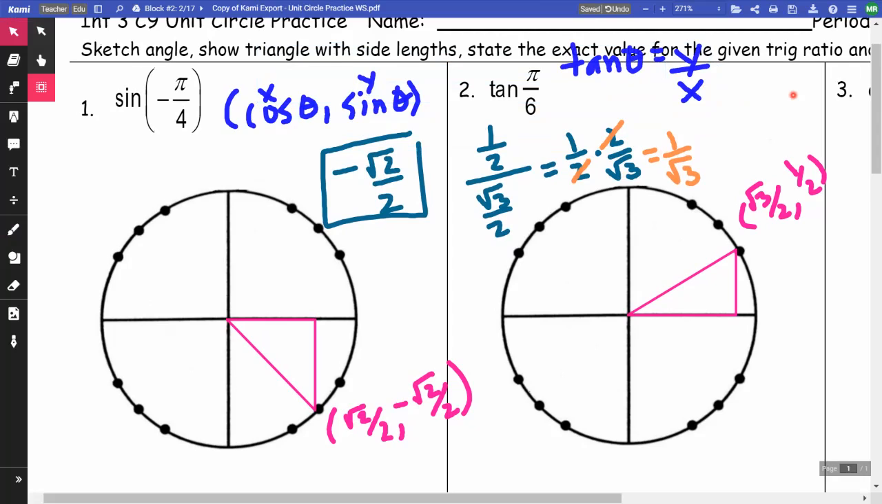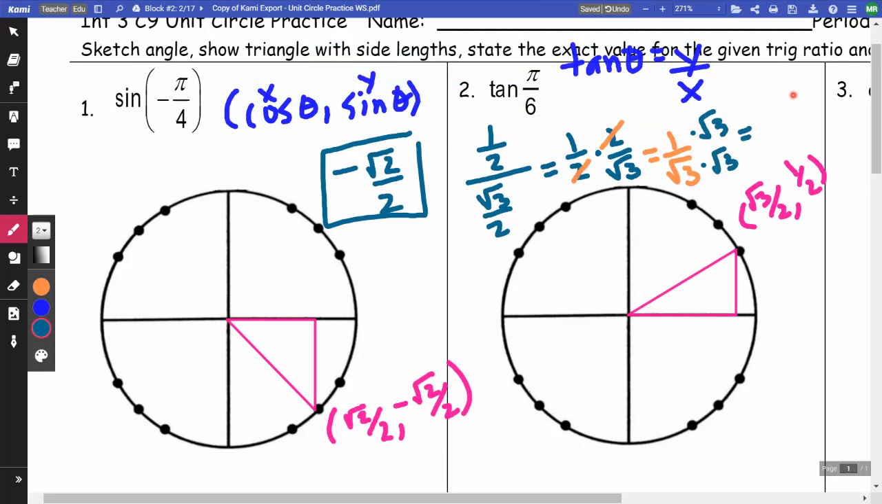Okay. So I am going to multiply the bottom and the top by √3. This is called rationalizing. You should have seen this in Integrated 2, hopefully. So this is going to be a √3 on top, and √3 times √3 is 3. And that's your answer, √3/3.